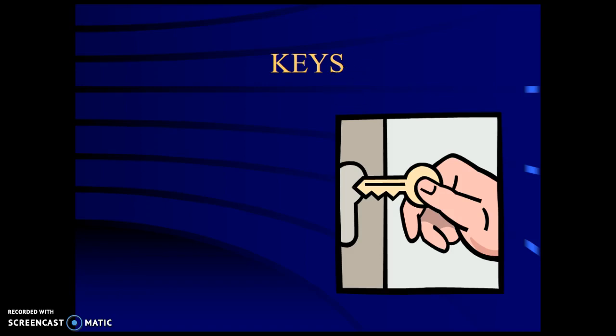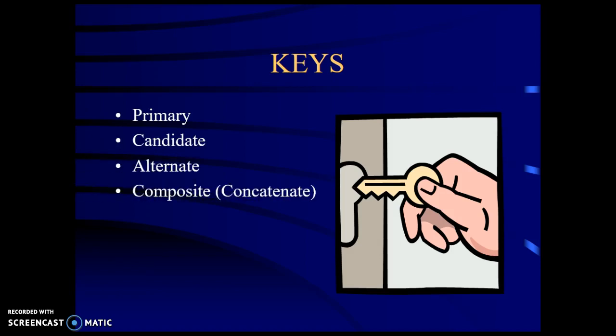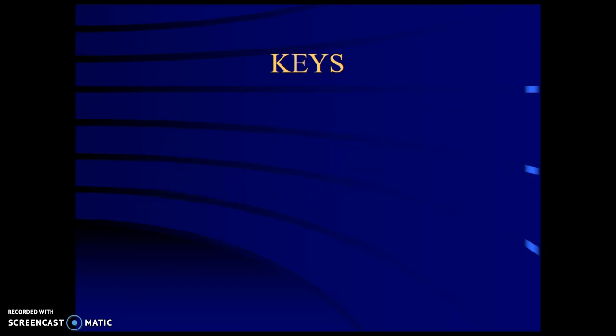Now, let's talk about the difference with keys. We have the primary key, and that is going to uniquely identify every record. We have candidate keys. We have alternate keys. We have composite or concatenated keys. We have foreign keys, and we have what are called non-key attributes. Okay, let's take a look at each one.